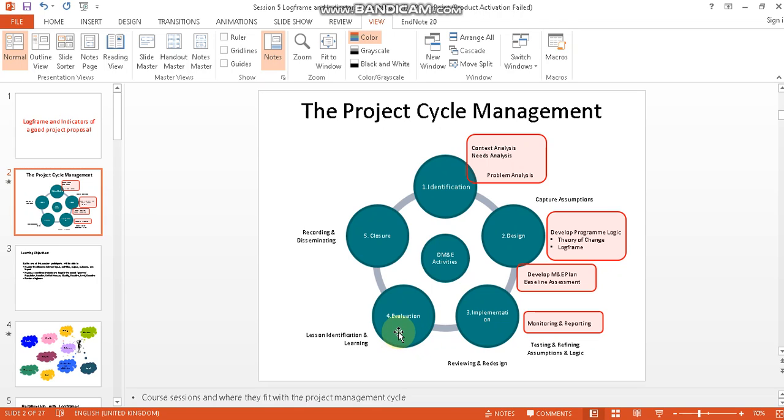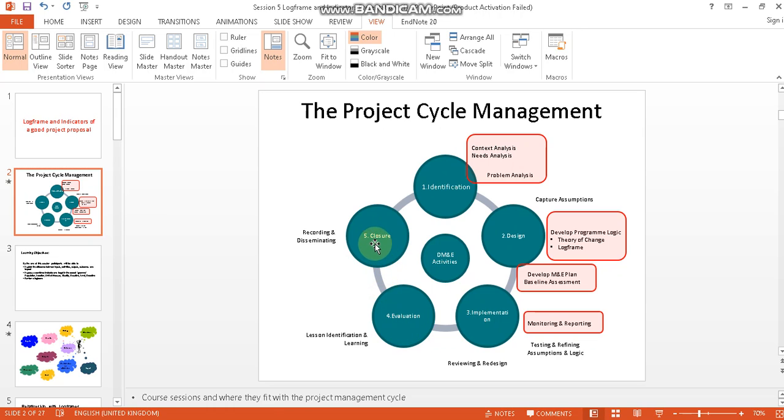And the fourth stage of the project cycle management is evaluation. Evaluation will be of two types. One is midterm evaluation and the other one is final evaluation. Both evaluations intend to generate lessons learned throughout the project implementation, giving good lessons for the future to design effective and efficient projects in similar contexts in the future.